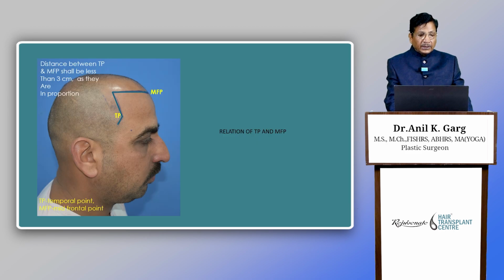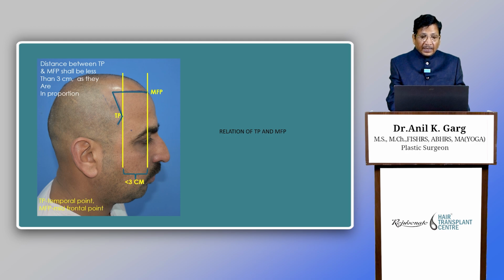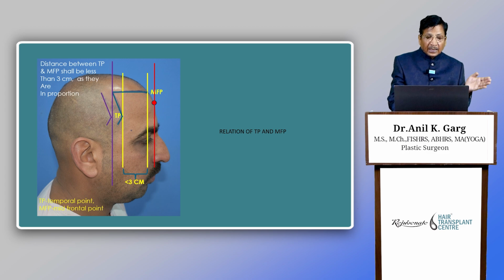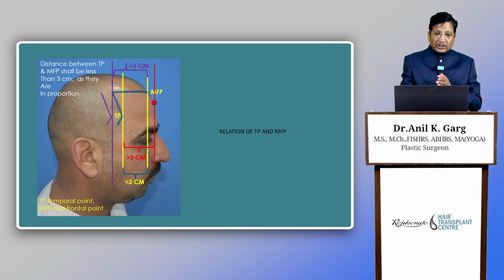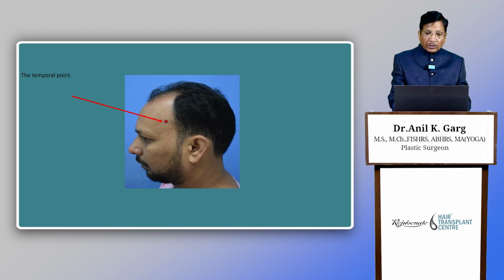Now the distance between the TP and mid-frontal point shall be less than 3 cm as they are in proportion, as I said before. So there is a strong relation between TP and mid-frontal point when they recede. So when you relocate them, you should maintain the same proportion. Here is the mid-frontal point and TP point. Here is the line. The distance should be less than 3 cm. If you put the mid-frontal point lower than desired, then the distance between TP and mid-frontal point will be more than 3 cm. And if you place TP more posteriorly, again the distance will be more. So it will look unnatural.